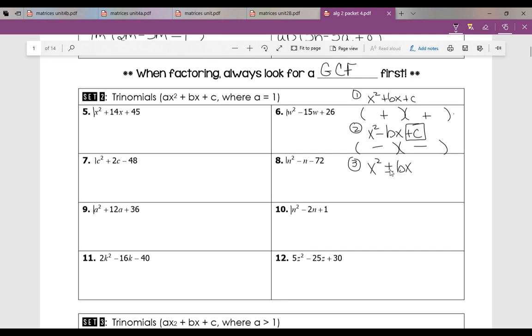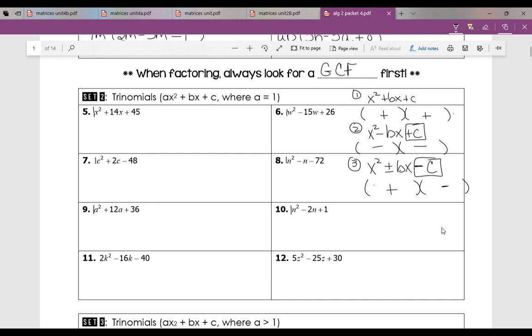your bx value can be positive or negative. It does not matter which one. It's not going to be both. It's going to be one or the other. But my c value is negative. When your c value is negative, you're going to have 1 plus and 1 minus factor every single time.